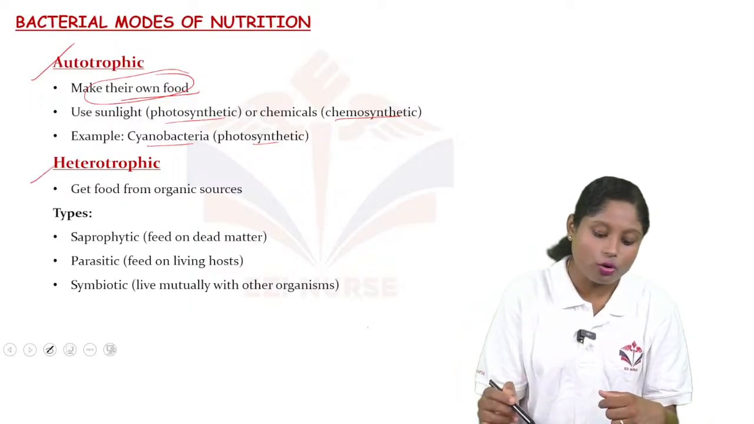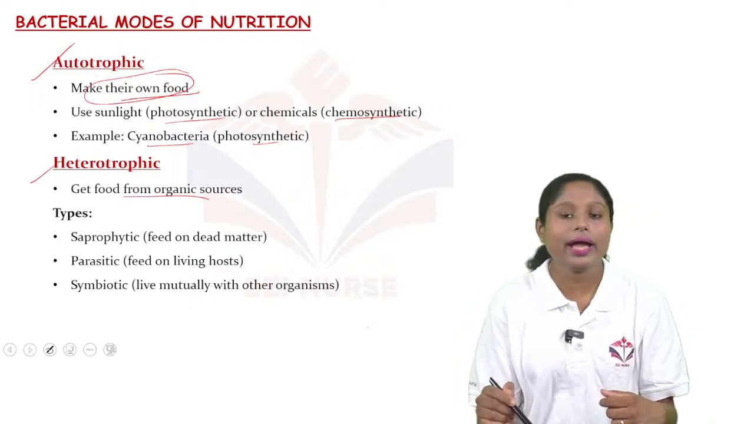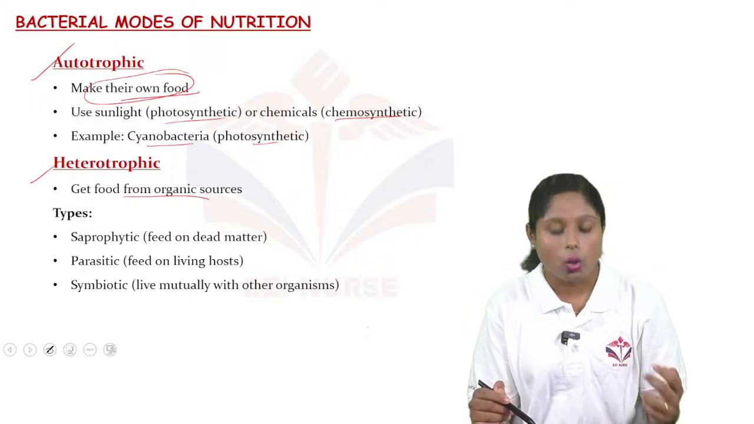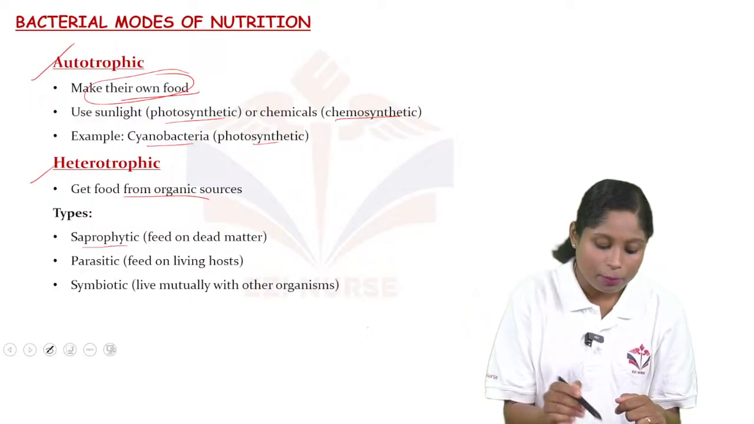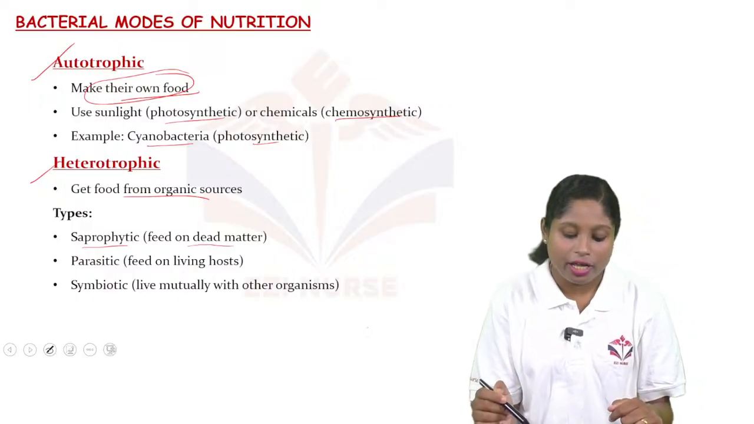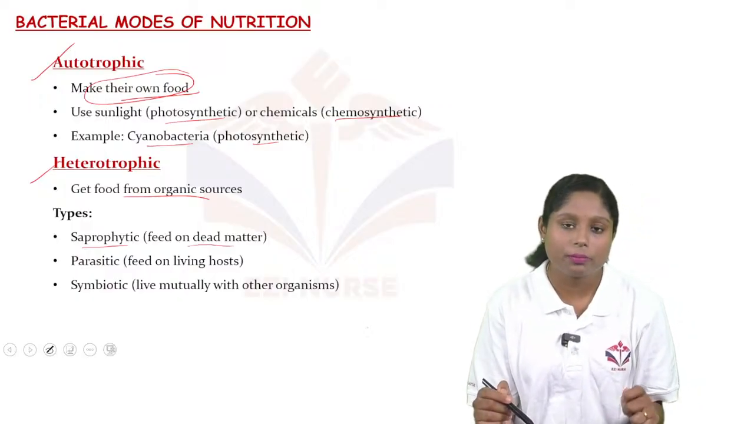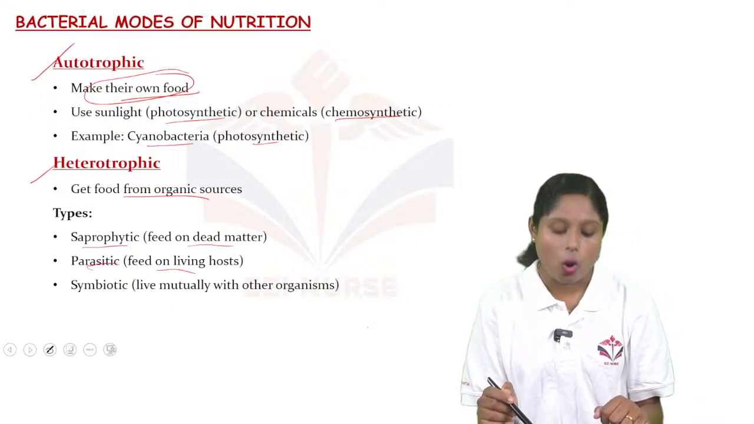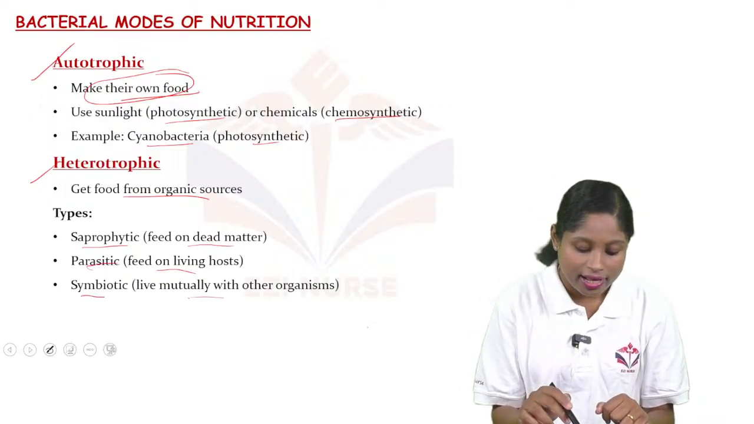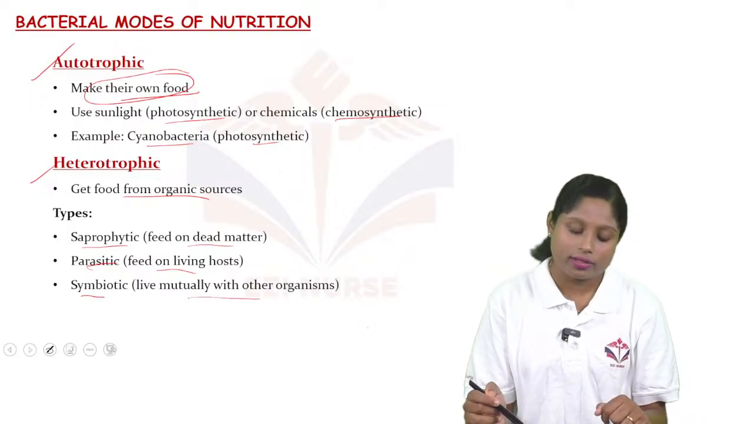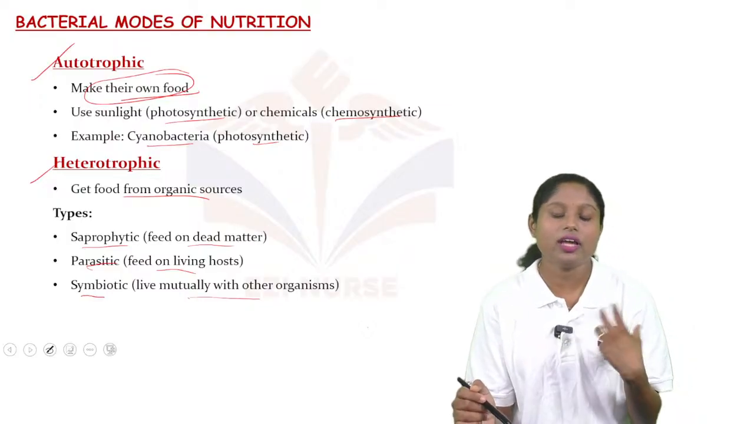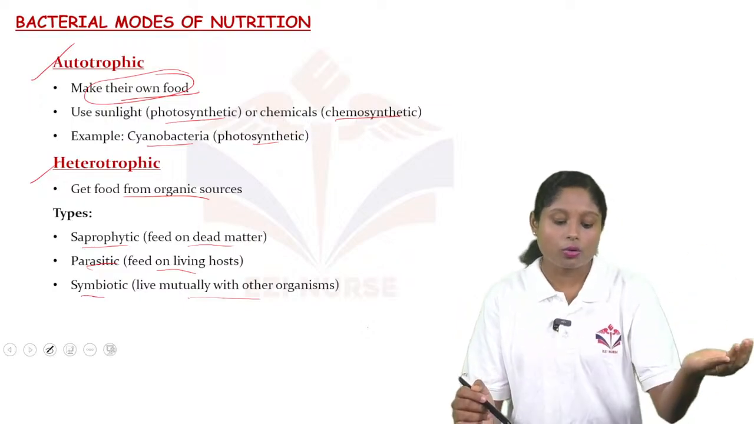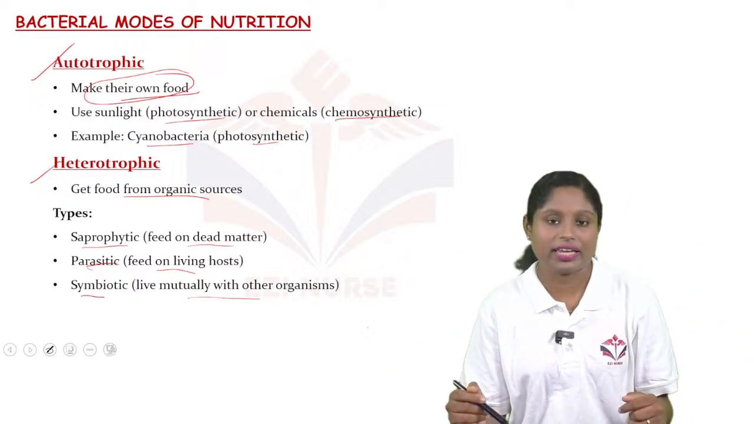Next is heterotrophic, which gets food from organic sources. Types include saprophytic, which feeds on dead matter. Parasitic, which feeds on a living host. Symbiotic, which lives mutually within the organism. So these are the types of bacterial mode of nutrition, where the bacteria get nutrition in an autotrophic or heterotrophic manner.